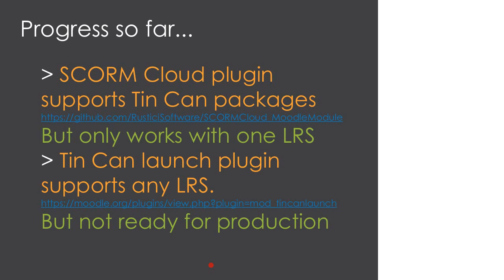The other option is you can use a plugin that I've written, which I call the Tin Can Launch plugin. Whereas with the SCORM Cloud plugin you have to upload the content as a package, a bit like a SCORM package, with my plugin you put the content anywhere on the internet, and you point the plugin at that content, a bit like a link. But it's a special link that basically tells the content which LRS to send data to, and launches that content properly. That plugin is available in the plugins directory, but it's not really ready for production yet.